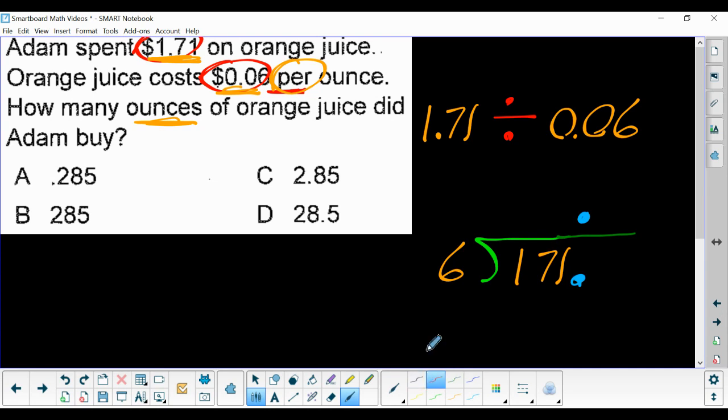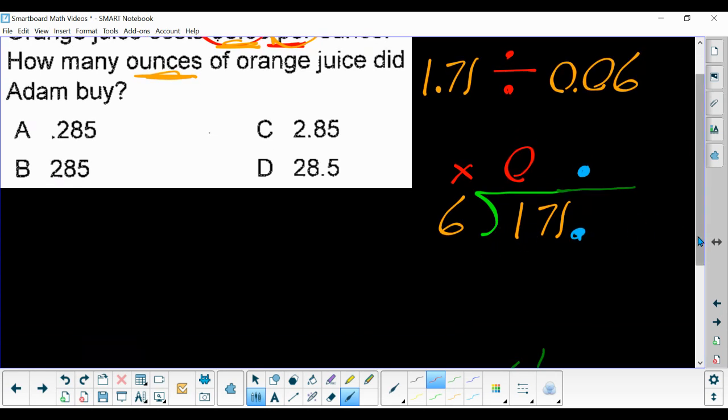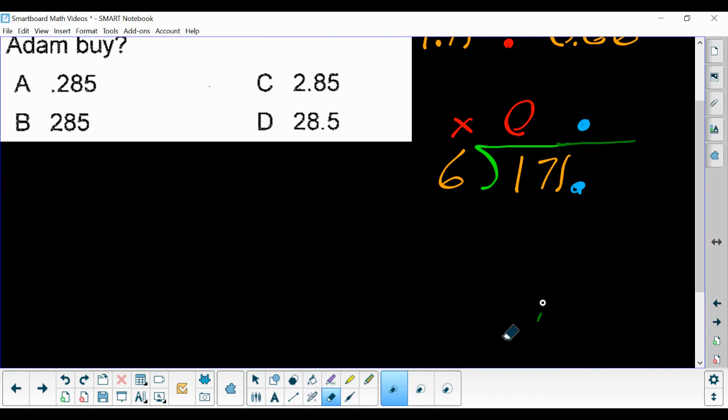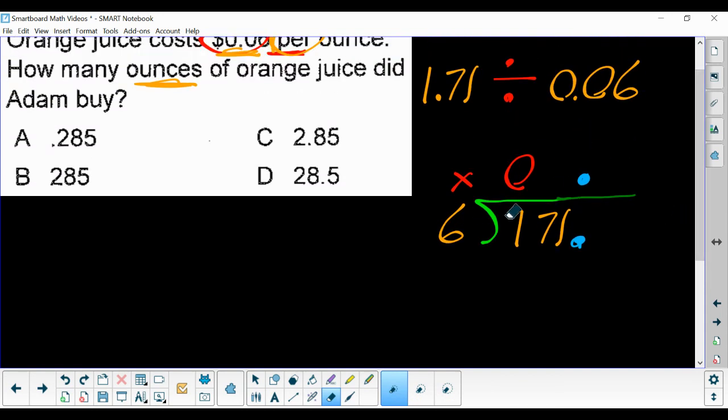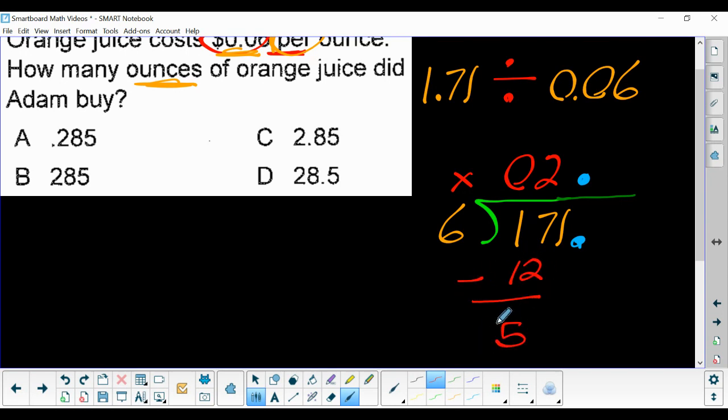All right, so how many times does 6 go into 1? 0. I go into the next 2 set of numbers. So now instead of looking at just 1, I'm going to be looking at 17. How many times does 6 go into 17? 2 times. 6 times 2 is 12. You subtract, you're left with 5. Then I bring my next number down. I got 51.